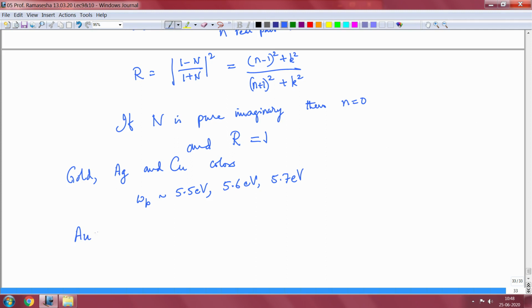In gold, most blue and green is absorbed because these are above 5.5 electron volts, so they will be absorbed, and yellow and red is reflected. A very small amount of red is reflected, and because of that the color of gold is yellow.